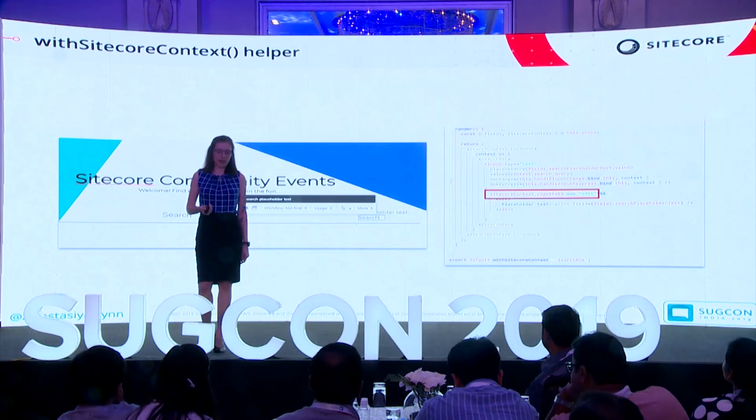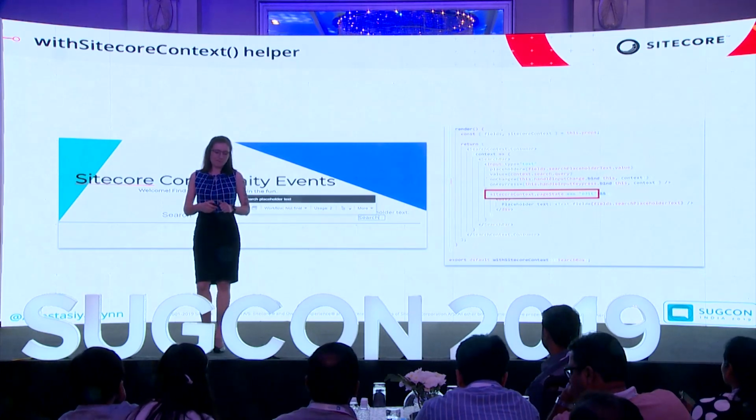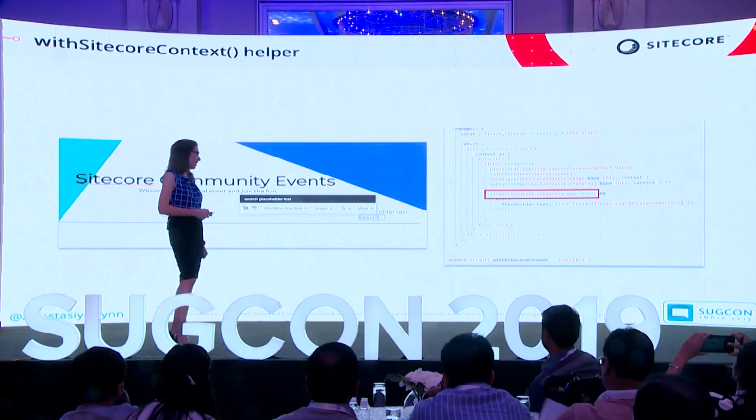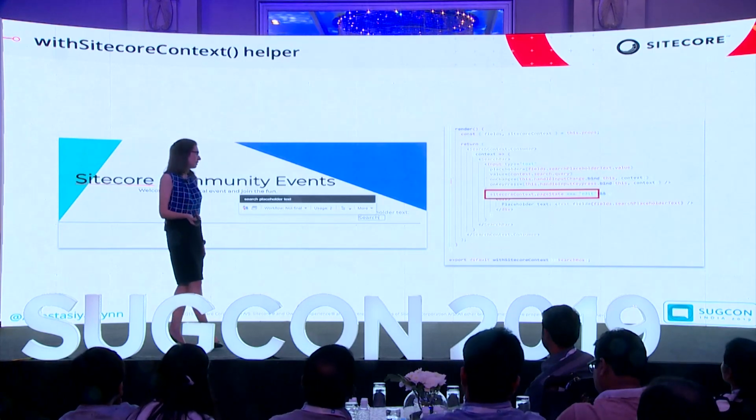But if you do want to have your own custom way of doing something in Page Editor, then there's a with Sitecore context helper that comes with JSS, and you can check for page state just like you would do in MVC.